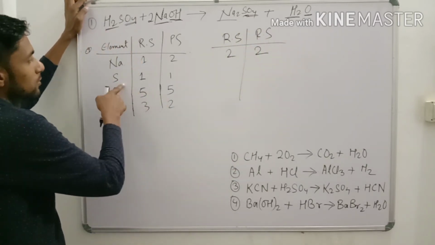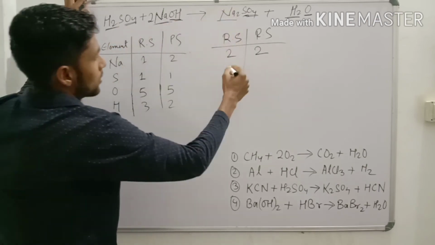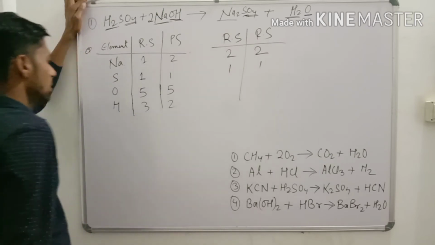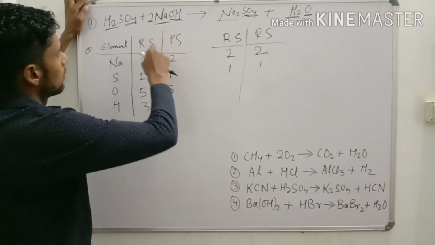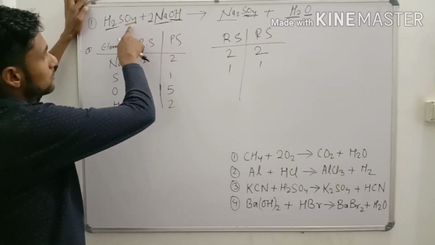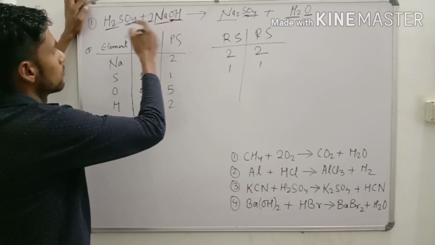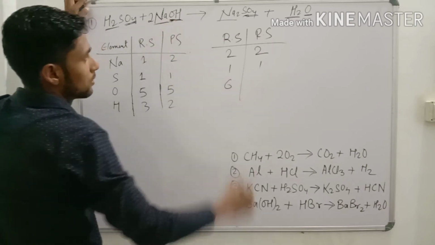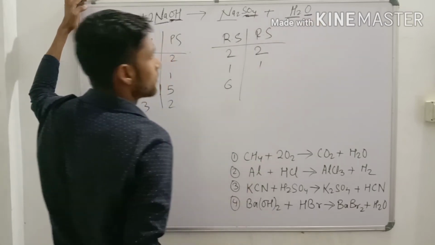Now we should check for sulfur. Sulfur is 1, here it is also 1. Now oxygen. O4 means 4 atoms of oxygen, here 2 into O means 2 atoms, 4 plus 2 is 6. Okay, here 4 atoms of oxygen and 1, that is 5.